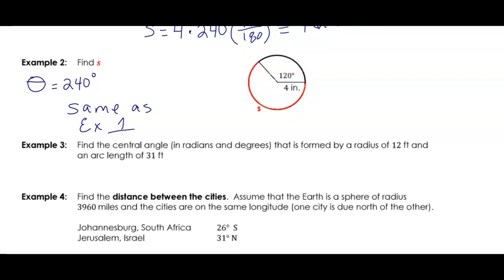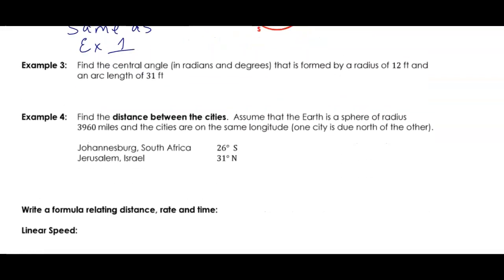Right, and then example 3 here, find the central angle in radians and in degrees that is formed by a radius of 12 feet and an arc length of 31 feet. So this is still our arc length formula. So S equals R theta. They give us the arc length, which is 31. They want us to find the angle. So they give us that the radius is 12 feet. So it's 12 theta. Now they want us to find it in radian and in degree measure.